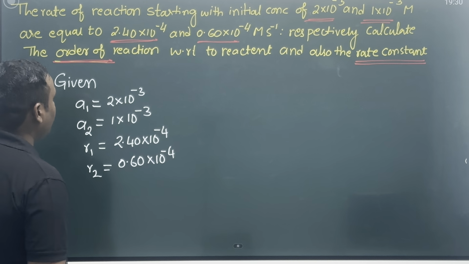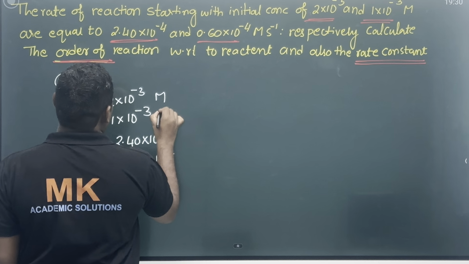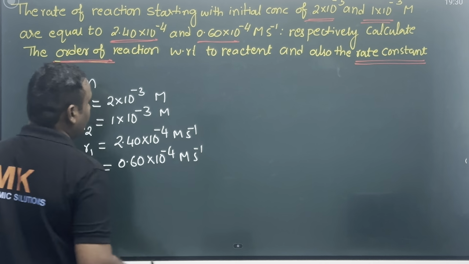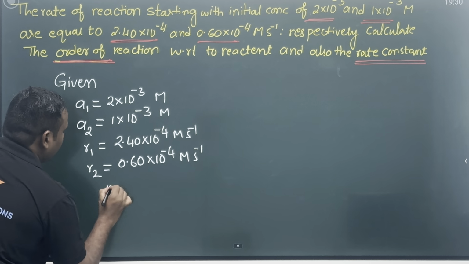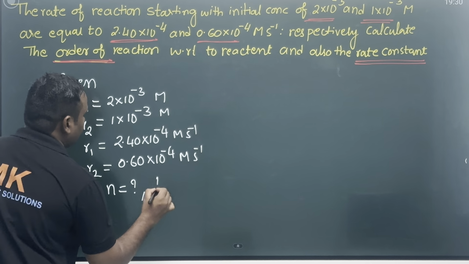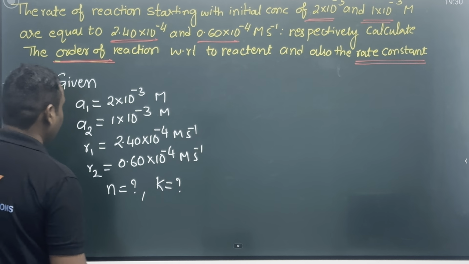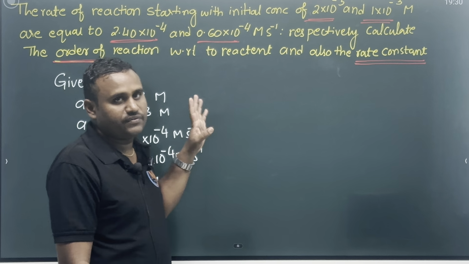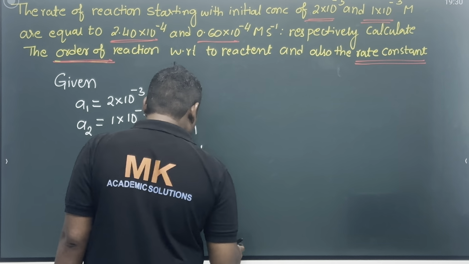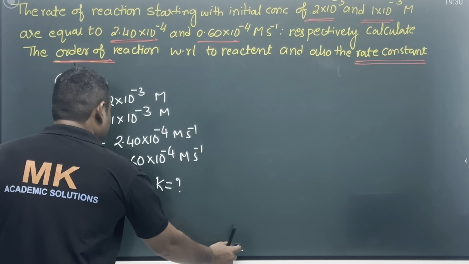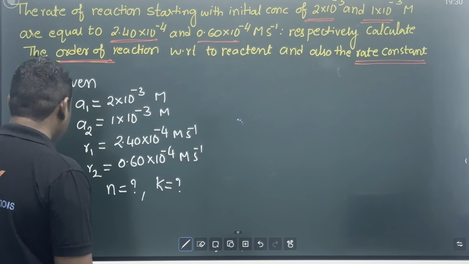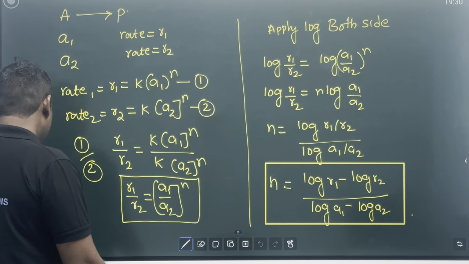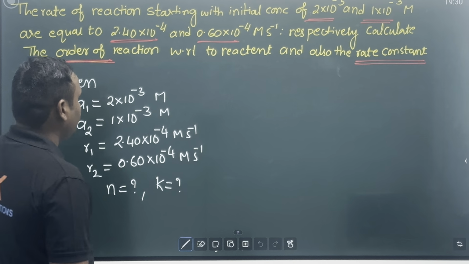Okay, so this they have given, and here this is molar, this is molar, this is molar per second. And what they are asking is the order, and what is the rate constant value k. So when you observe this type of data, immediately we need to use the Van't Hoff differential method. The first formula I told in the Van't Hoff differential method is R1 by R2 is equal to A1 by A2 whole power n. You use this formula, this will give easily the answer.